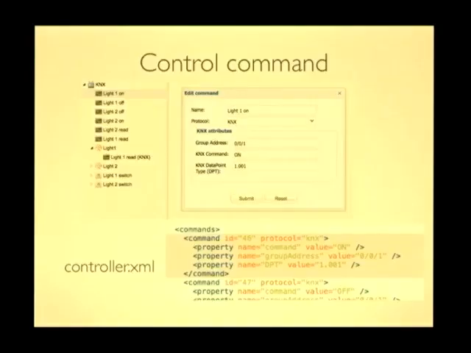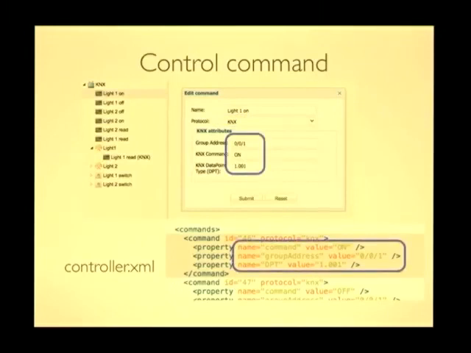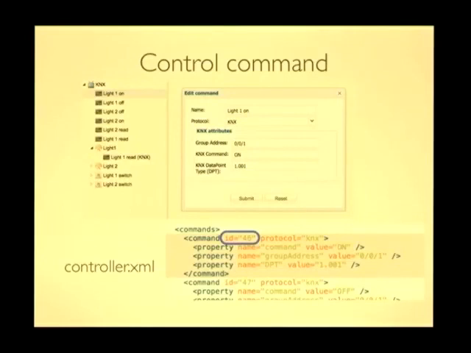Okay, let's take a quick look at what will happen at runtime. When you define a command, we've seen you define the protocol that is used. In the XML that we generate, you will find that same information. Same goes for the attributes. They go back to the XML. We add an ID so that we can cross-reference things.